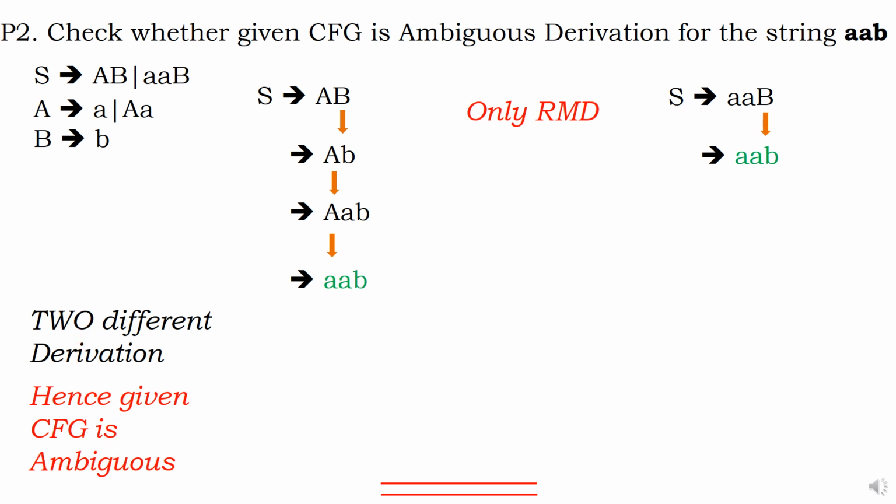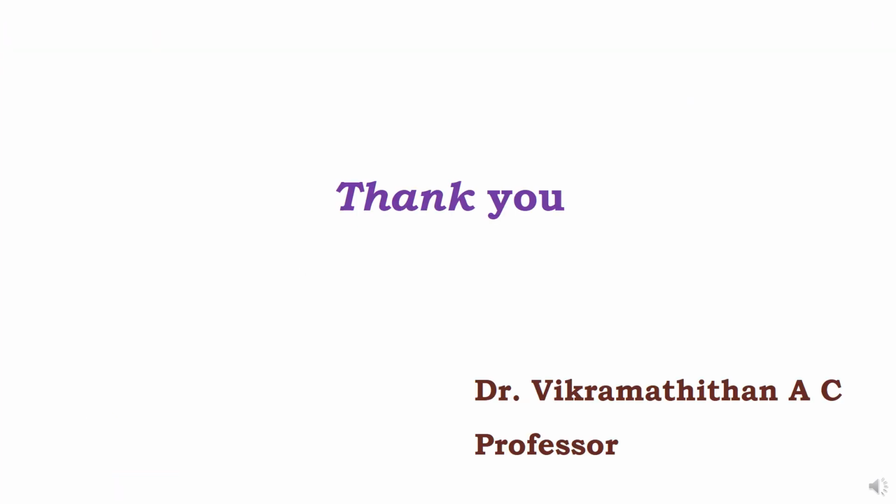So this is the overall idea about how to show ambiguity using derivation as well as parse tree. It is one of the simple topics. I would like to conclude this particular topic.